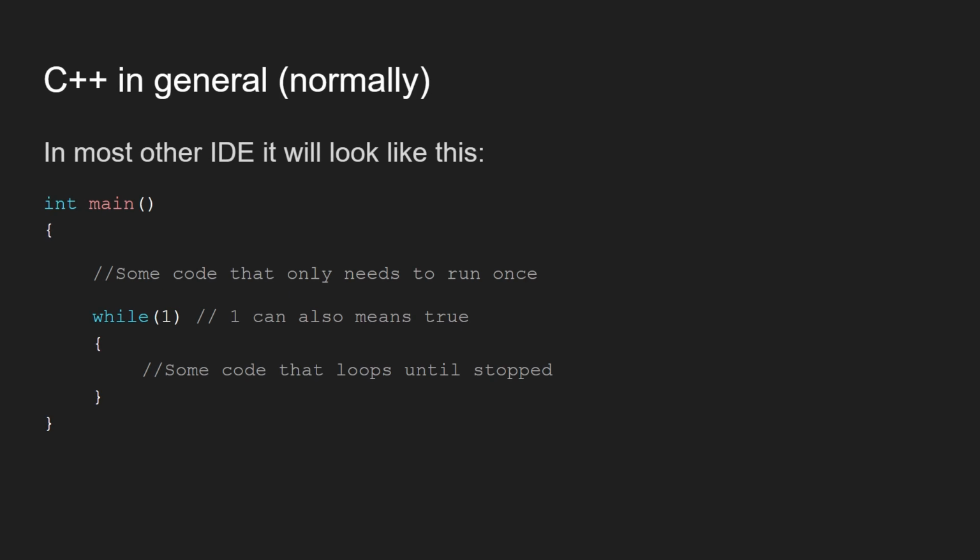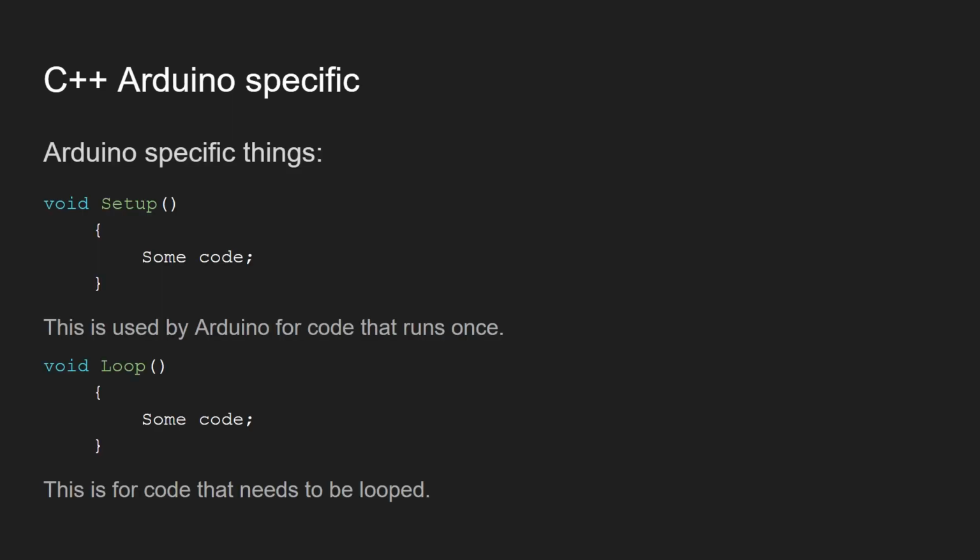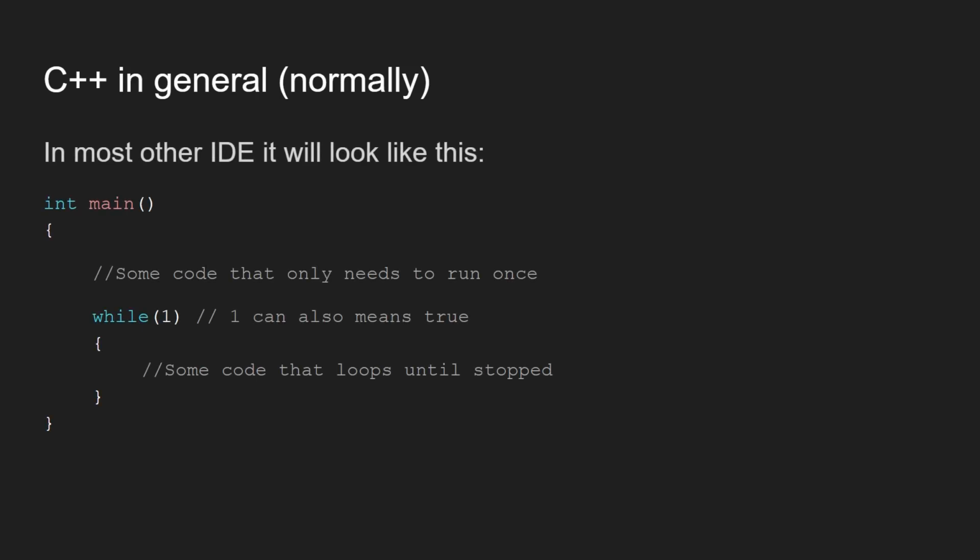Then in C++ in general, because the thing beforehand was in the Arduino IDE, and in most other IDEs it will look like this, where you have the int main, which is the same as the void setup from before, and this is only code that runs once. And then you have a loop indicated by the while in brackets 1 statement that loops until it's stopped, and in this case until the condition 1 is true, and in this case 1 equals true, and it will never be stopped.